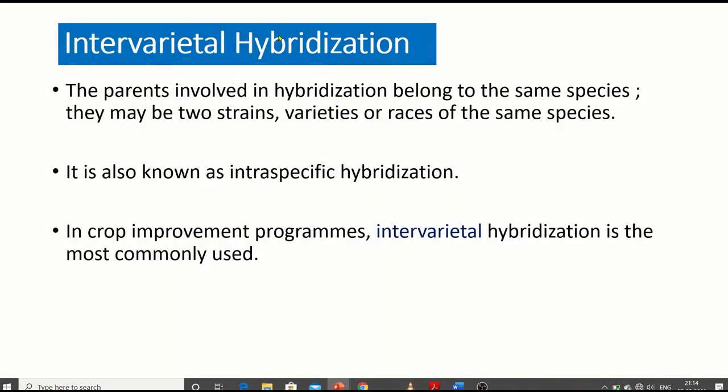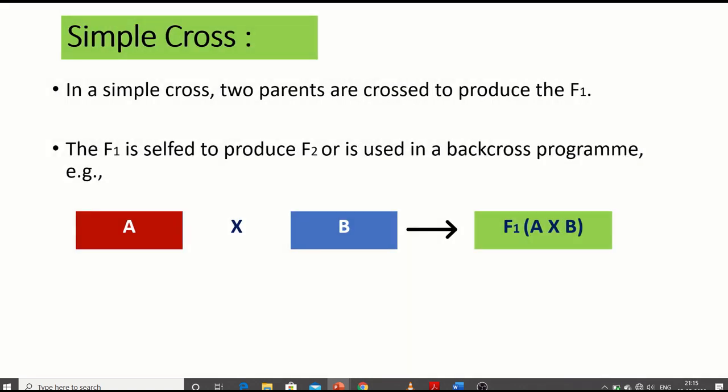Intervarietal hybridization, also known as intraspecific hybridization, is within the species. In this case there will be hybridization between the same species and two different strains, or you can call them varieties or races of the same species. And in crop improvement programs, intervarietal hybridization is the most commonly used hybridization method.